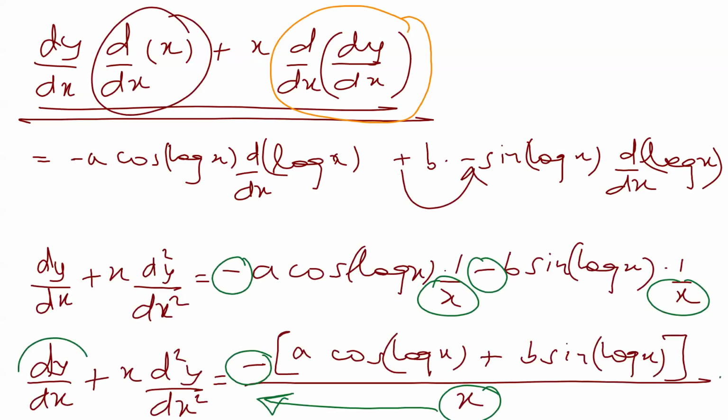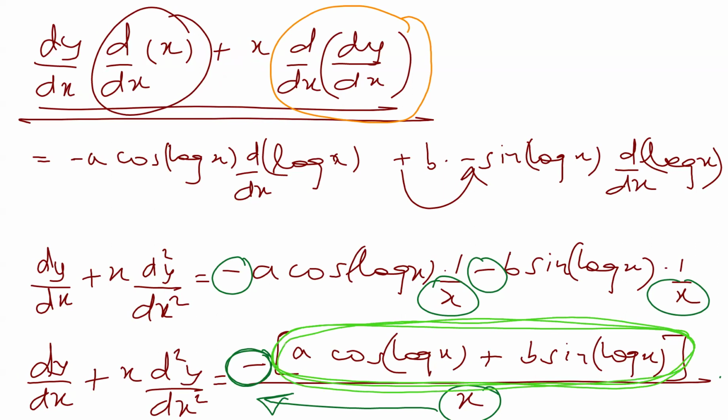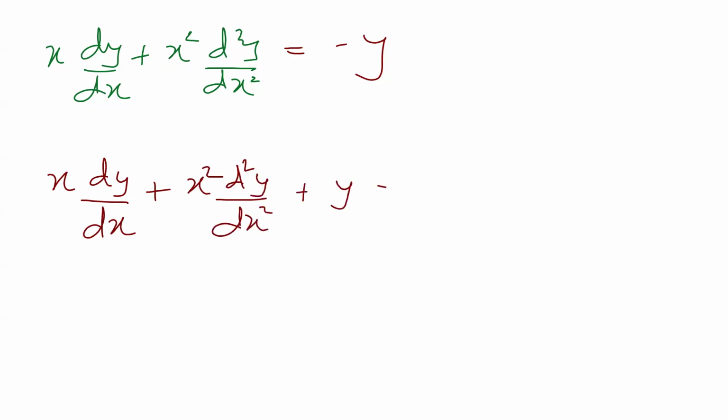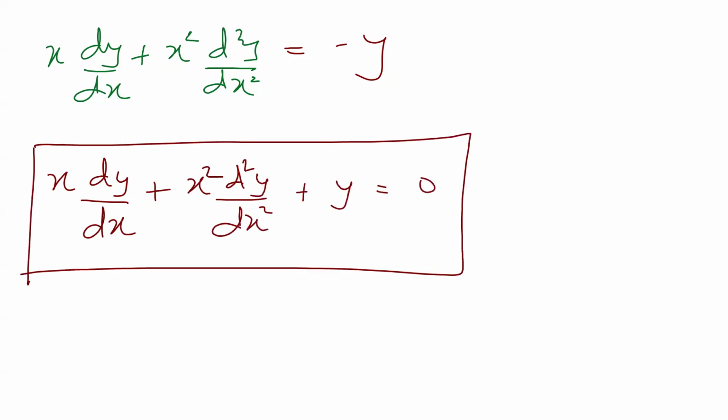Now this minus will remain as it is. What is the value of this box bracket? Can you tell me? Y. Correct. Perfect, that's from the question itself. So this is equal to minus y. Now take that minus y to the left hand side and make it plus y equal to 0. And this is how you get your proof. Hence proved. This was what was required.